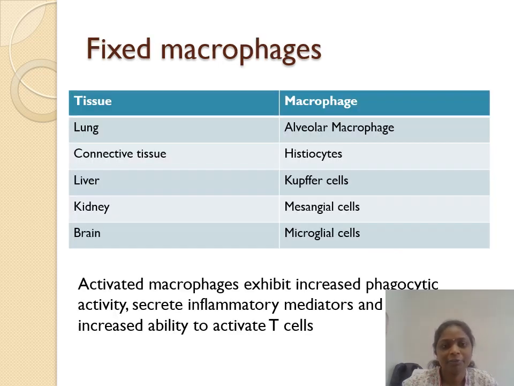So we have different macrophages again at different places. In the lung, we have alveolar macrophages. Histiocytes are present in the connective tissue. In the liver, we have Kupffer cells. Kidney, mesangial cells; brain, microglial cells. We have different macrophages in different tissues.